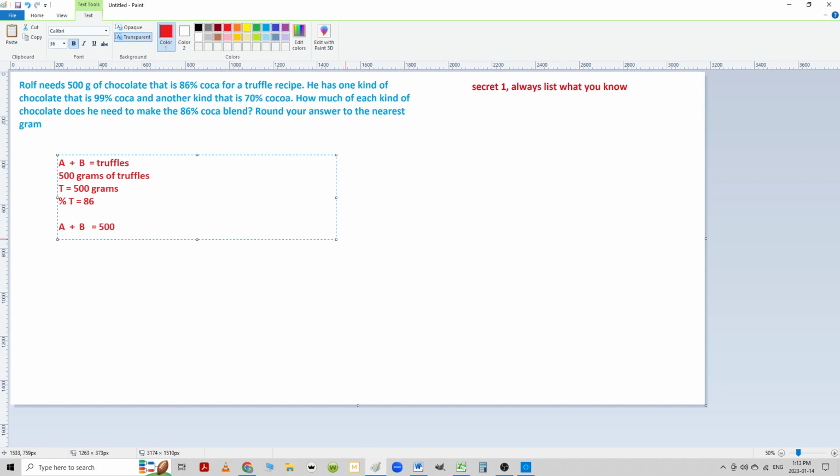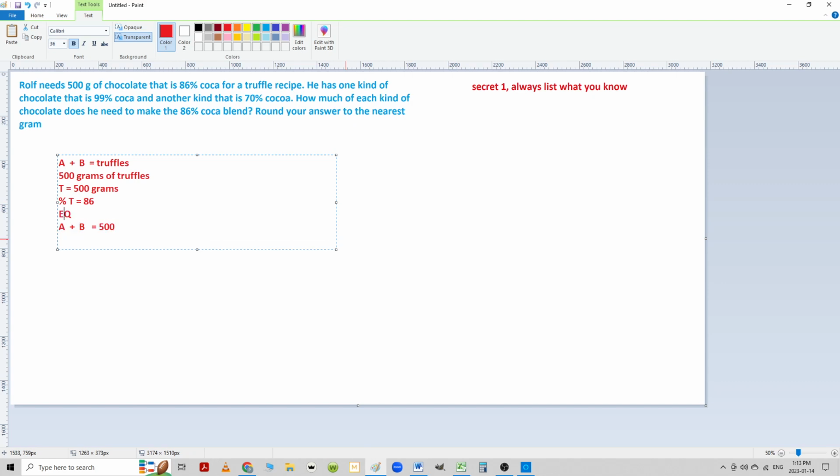So that's one thing I know. You can't add 600 grams of cocoa and end up with 500 grams of truffles. It's impossible. You can never add more weight of something and end up with a smaller weight. Yeah, some things shrink, but not that much. So whatever amount of A and B, I know it's going to add up in grams. So that's equation one.